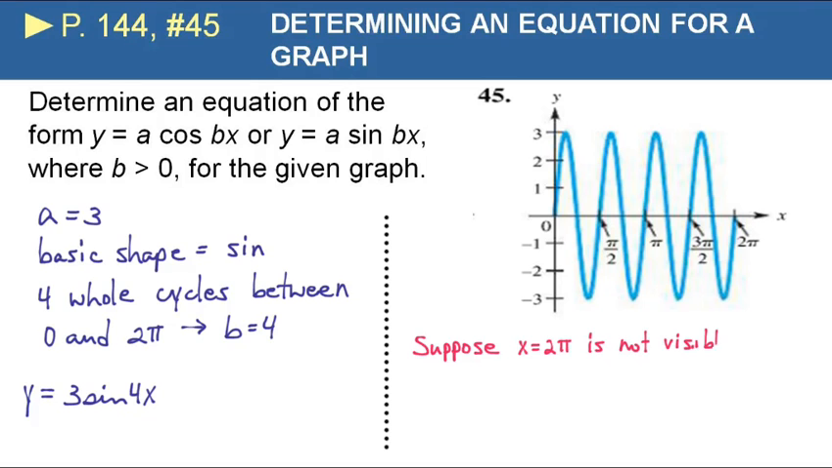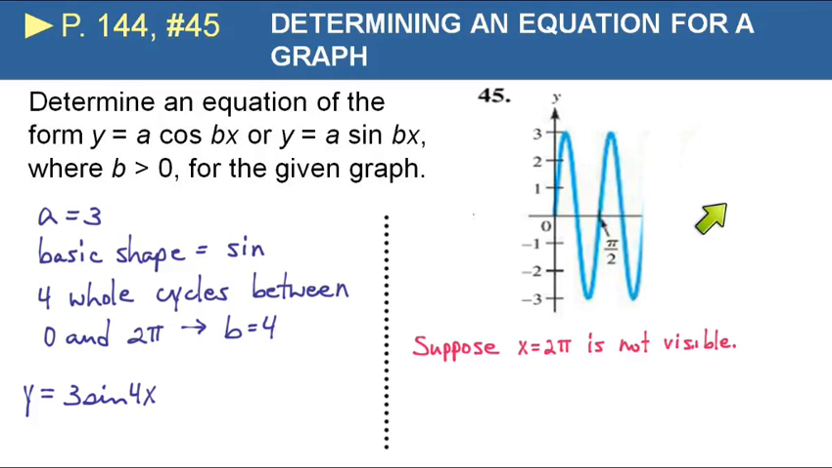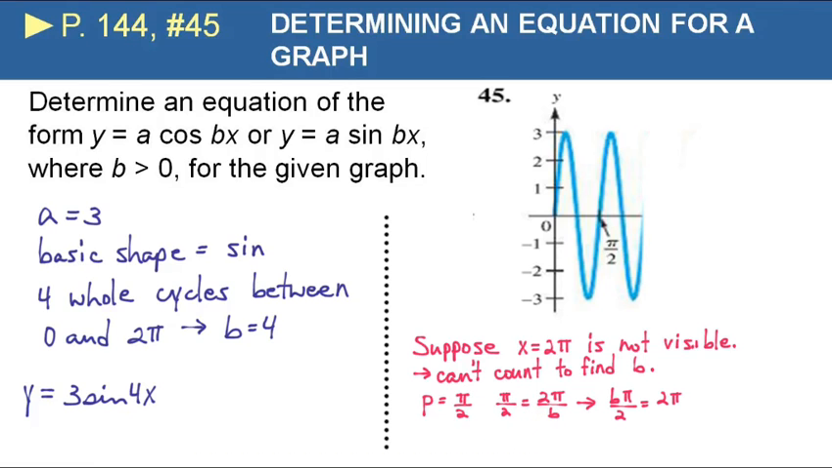Now, suppose that you had not been able to see all the way out to 2 pi. If you can only see part of the graph, you can't really count cycles the way we did. So you might have to go back and use the period formula, and I'll show you how to do that. We can see right here one whole cycle in between 0 and pi over 2. So that means the period is pi over 2. And so we're going to plug that into our period formula. Period equals 2 pi over b. I'll multiply both sides by b and divide both sides by pi over 2.